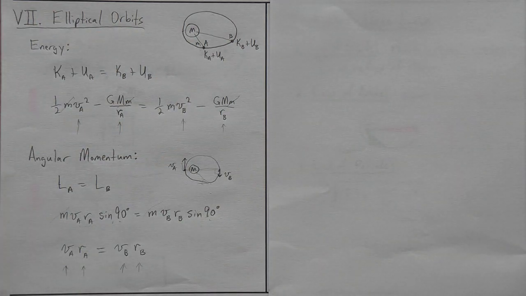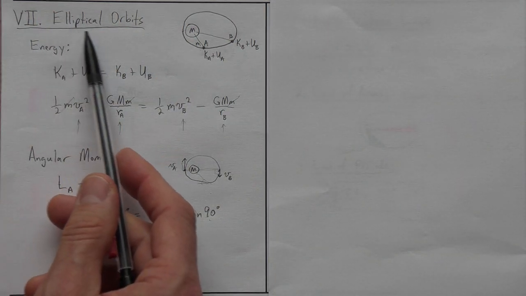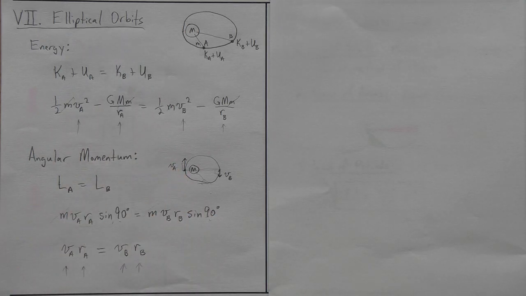Okay. So we studied just now circular orbits, but the truth is most orbits are elliptical. Even things that look circular are slightly elliptical. Most things. There's very few things that are perfectly circular orbits. So here's a couple ways to analyze elliptical orbits: energy or angular momentum. First we're going to look at energy.